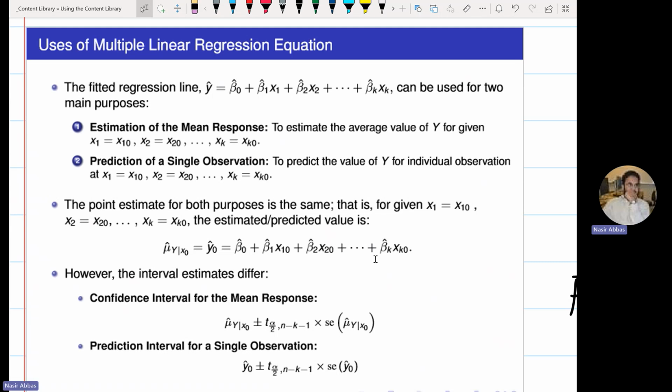PCA is not regression. PCA is combining many variables into some variables. Regression is at the end. Once you have the columns ready, then we apply regression.